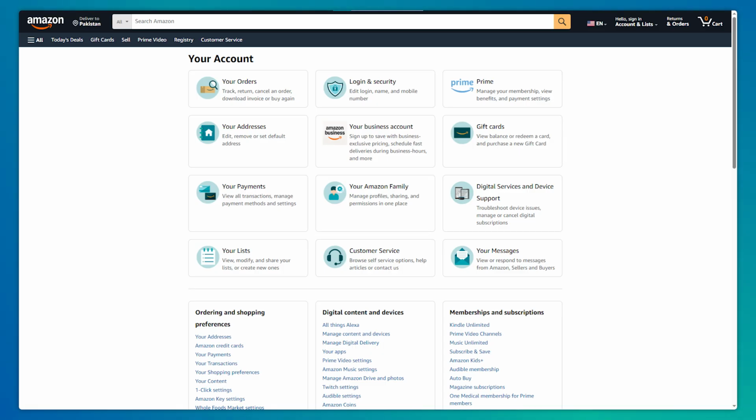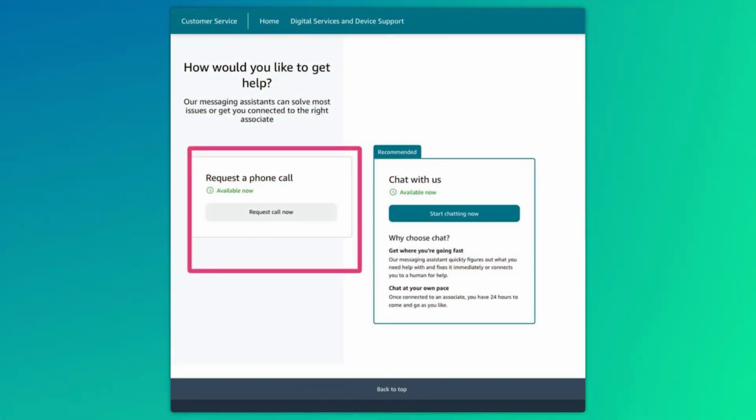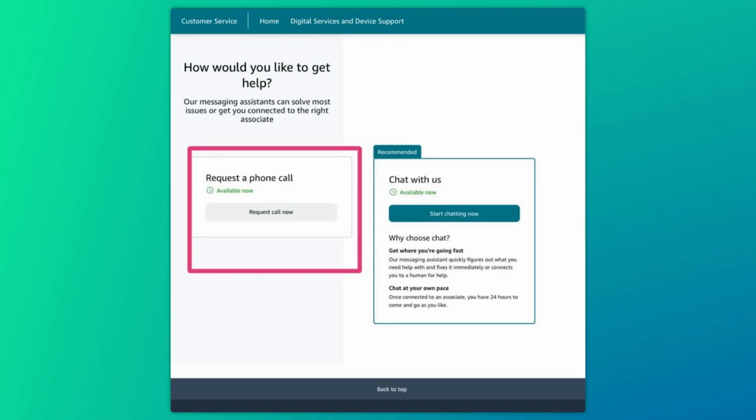When interacting with the automated system, repeatedly state that you want to speak to a representative. Once connected, explain that your account is temporarily locked and ask to be transferred to the related department or an account specialist. You can also try calling Amazon's regional support numbers directly.